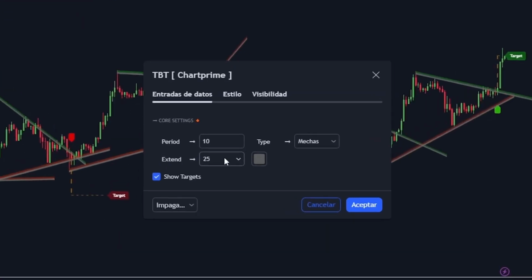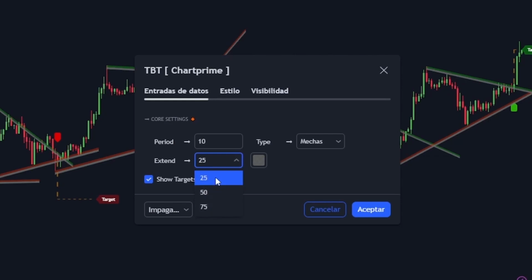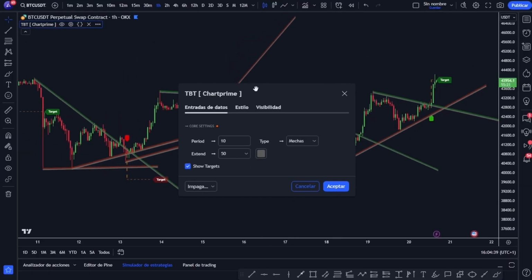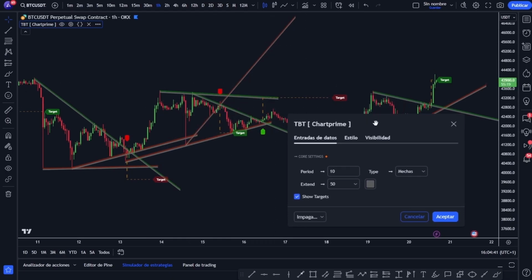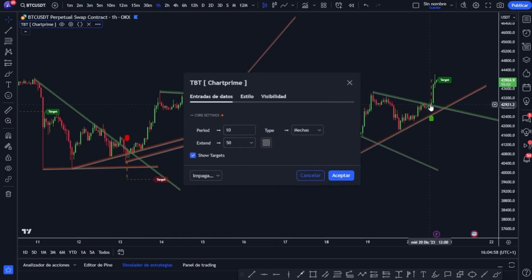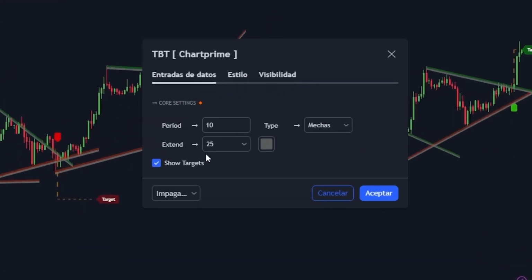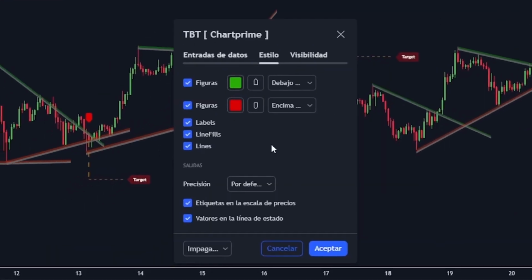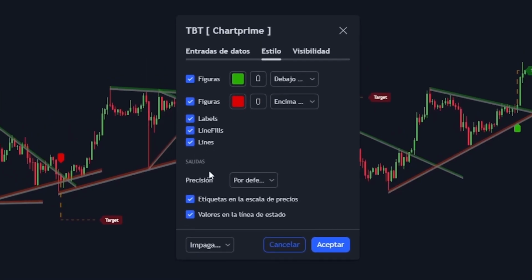We also have the option to extend the lines a bit more. For example, if we set it to 50, you can see how it extends those zones more, which can be very beneficial if we are looking not only for the first breakout, but also a possible pullback to the line. For now, I'll leave it at 25 so you can perfectly see how it works. And in the style section, as I always say, set it to your liking.